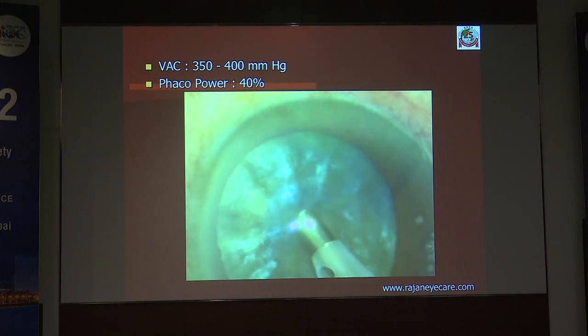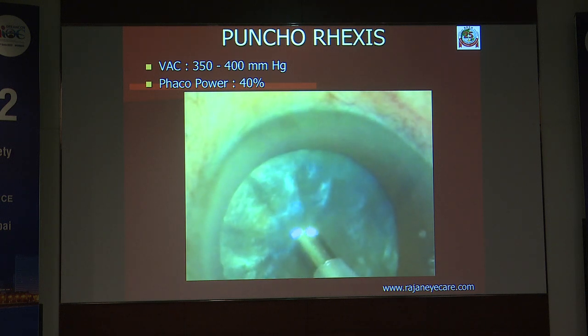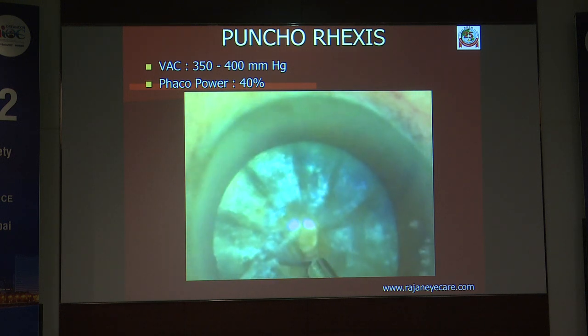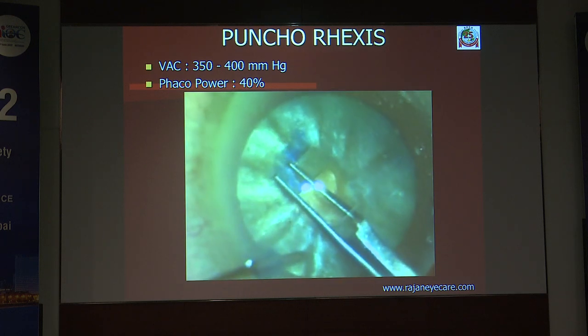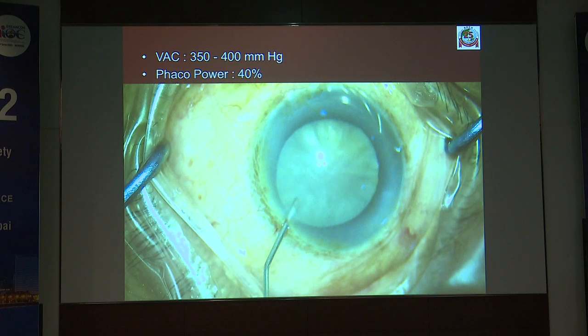Again, you can see these are the parameters I use on a Centurion machine. Just use high vacuum and a good phaco power of about 40-50%. Punch as if you are going into the anterior vitreous. Don't go tangentially, go vertically down. Then you can see here how I am doing the puncturexis again.